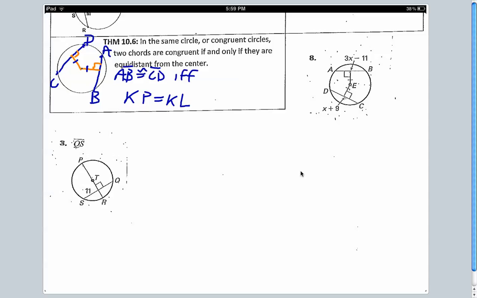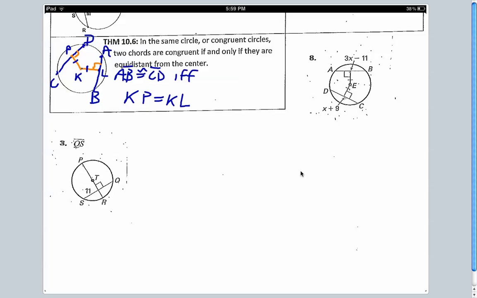So P is this point out here, and we've got L right here. There's L, and P is this point out here. Excuse me. And K is the center. Frustrating, I know, I apologize. K is the center. And so that's it for theorem 10.6.